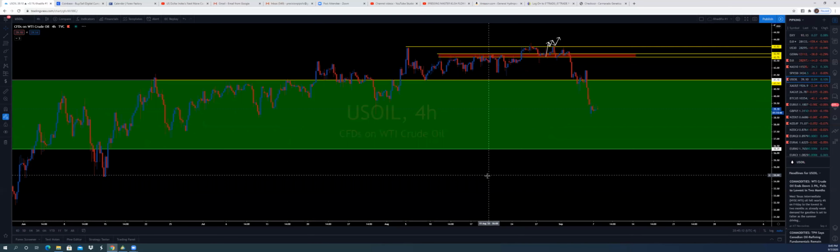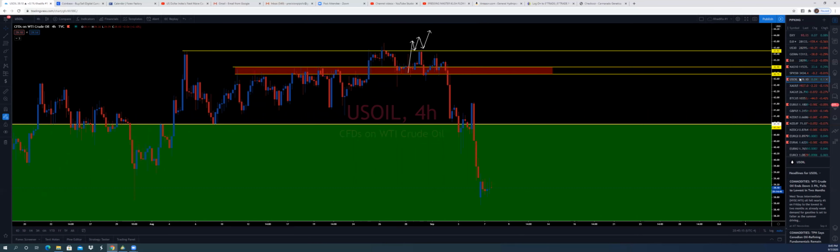Oil still on the sidelines. Not messing with oil right now, so we're gonna keep it moving.